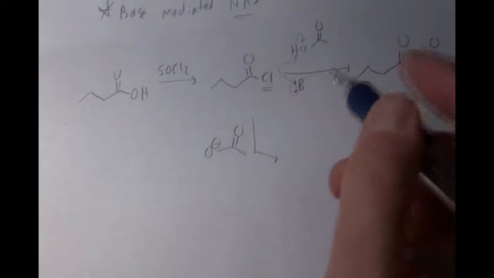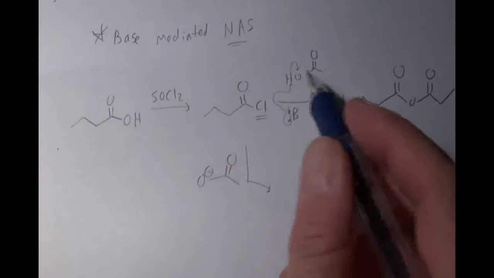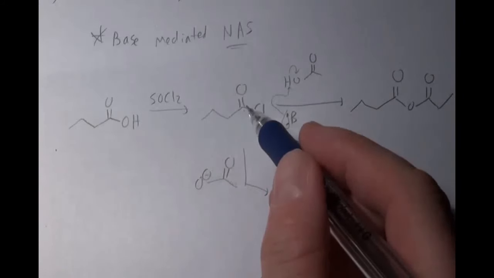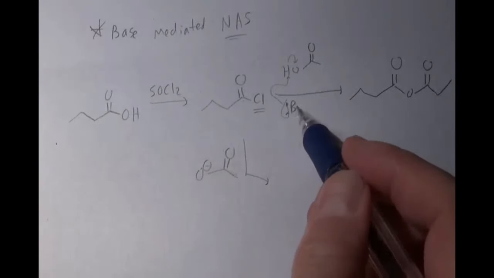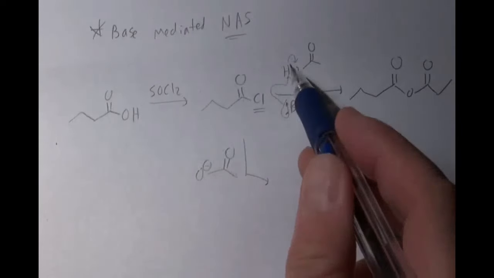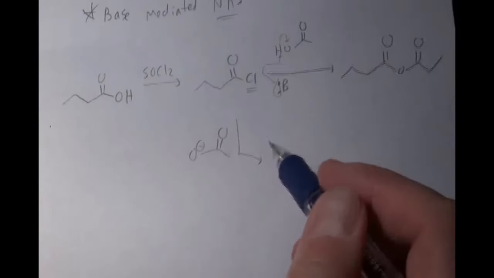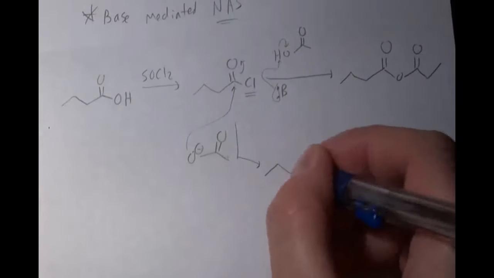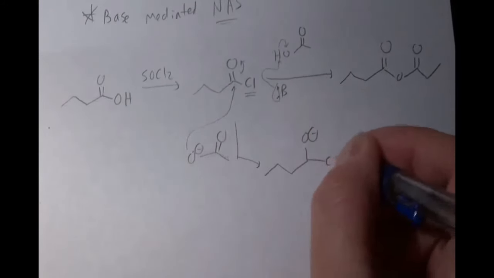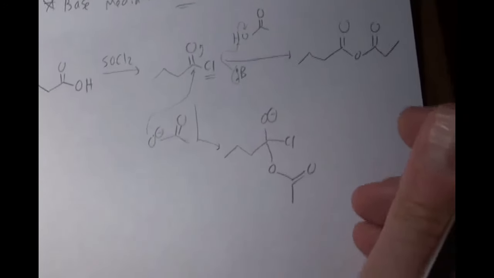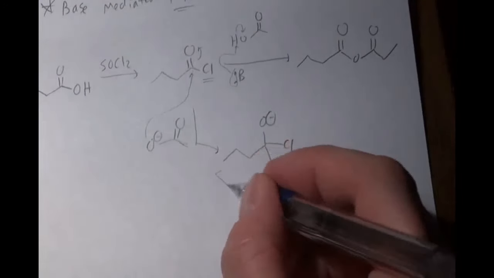Because remember what normally happens with base-mediated NAS. Normally, the nucleophile attacks, you lose a proton, and then it just falls apart and makes the product. The difference here is, rather than nucleophile attack and then lose proton, we're going to lose the proton first to make this. And then it's going to be a very simple mechanism. This attacks, electrons go up. There's our intermediate.